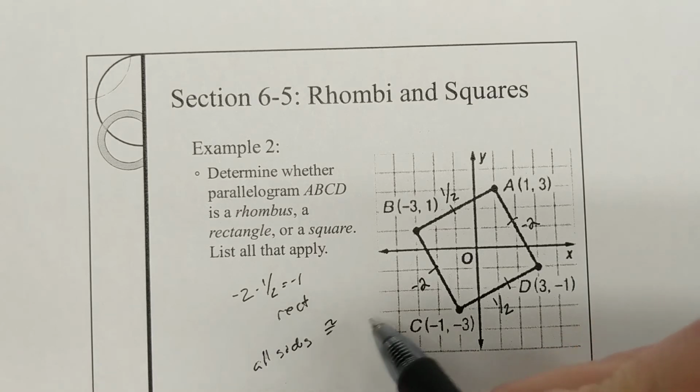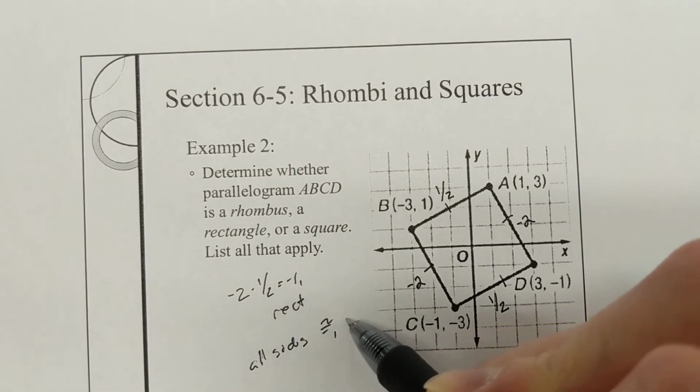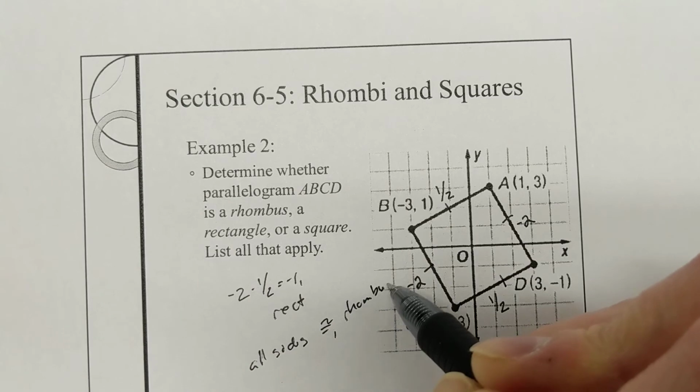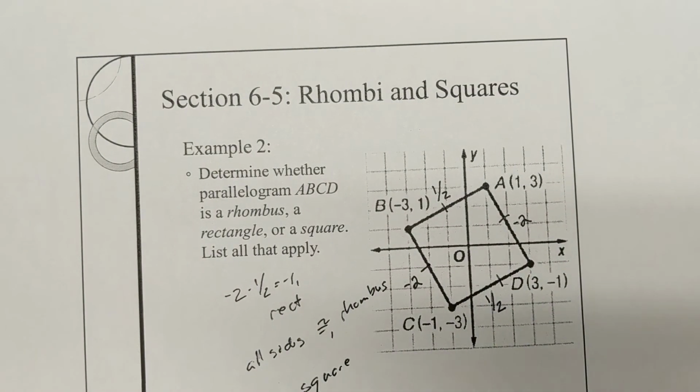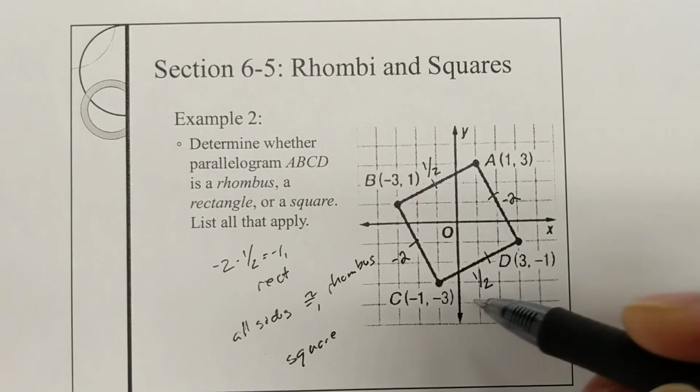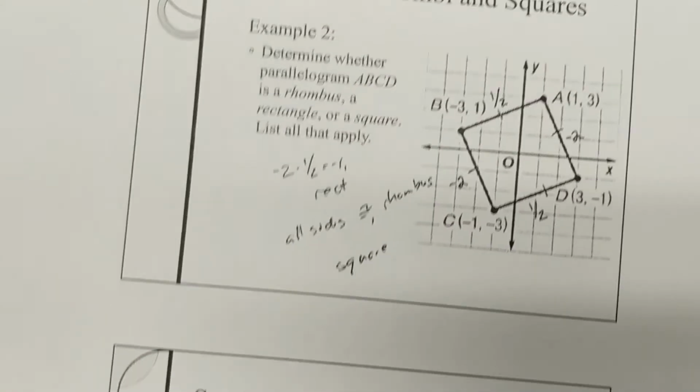All sides congruent, so it gives me a rhombus, and since I have a rhombus and a rectangle, I have a square. So this shape is all three of them. It would classify as a rhombus, it would classify as a rectangle, and it would classify as a square.